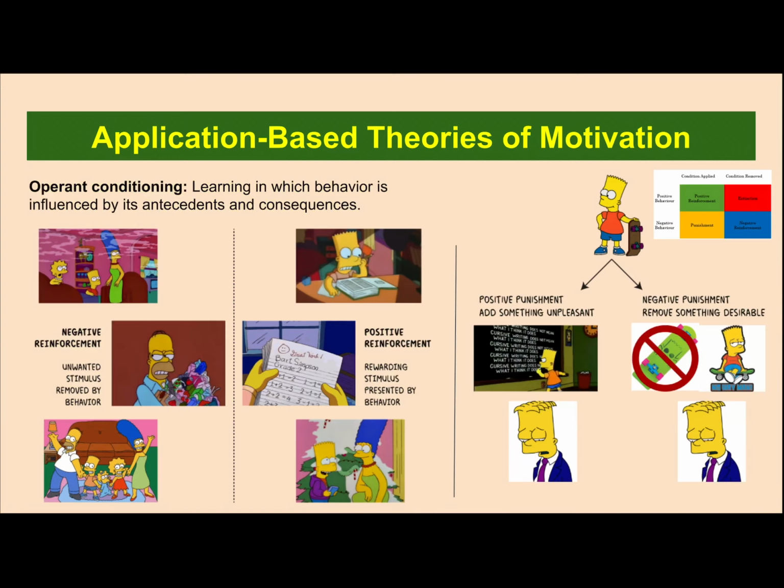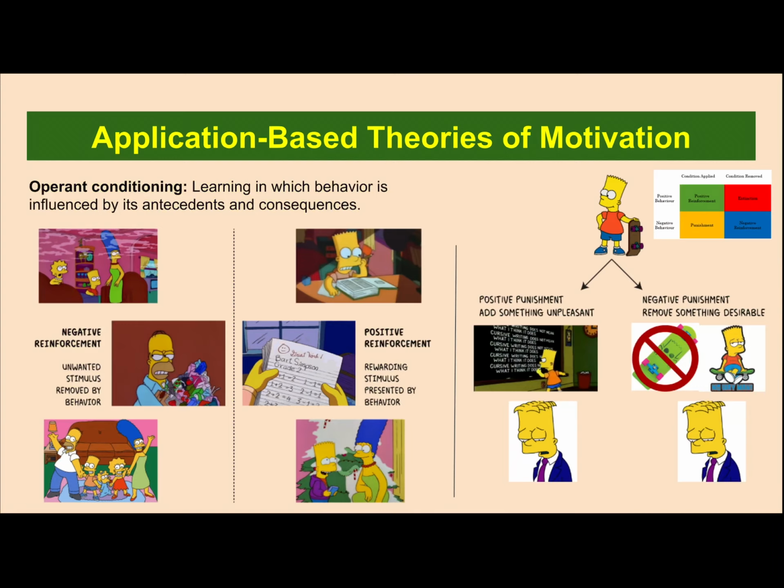All right, on to our last application-based theory of motivation. This one's a little bit long, but you might be familiar with it already. Operant conditioning is a term that was coined by Skinner, one of the most famous psychologists. And it says that learning happens when behavior is influenced by its antecedents and consequences. So what happens before and after. And in fact, it's really more about after in this case.